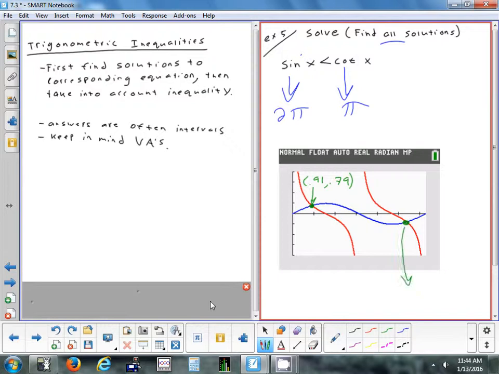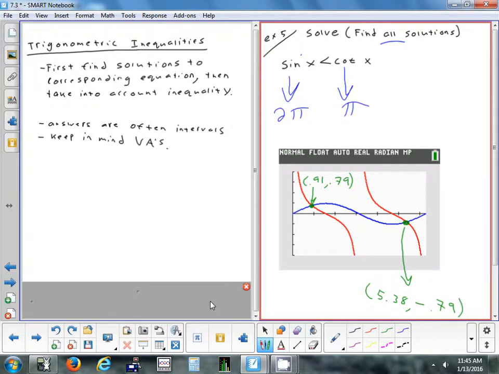Okay, and the second intersect. Does anybody have that one? 5.38. And the y? Negative 0.79.